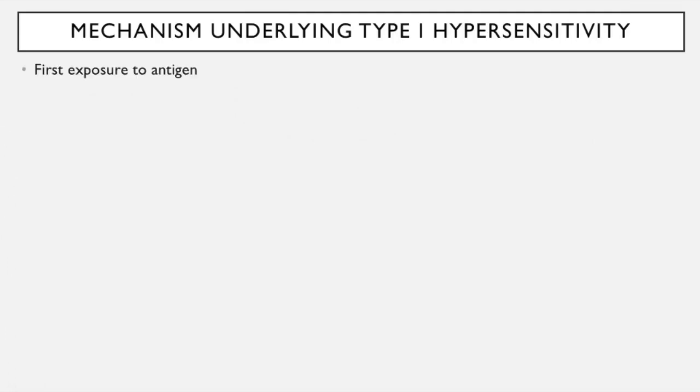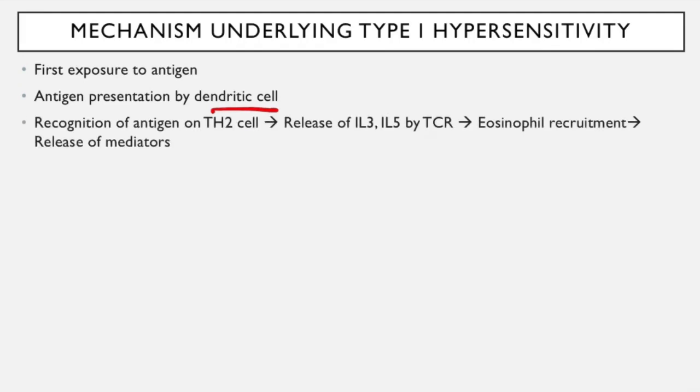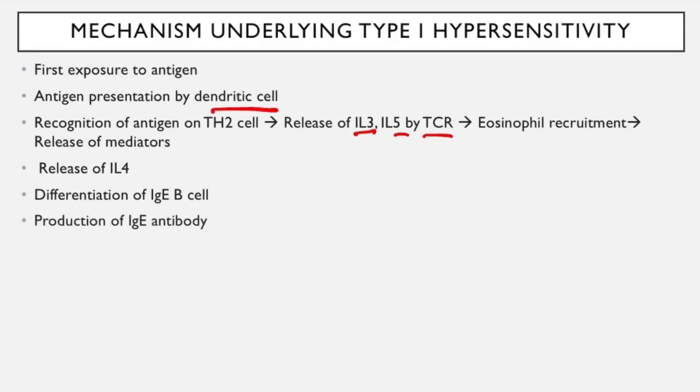Now the mechanism. First, exposure to antigen. This is the first step, which follows antigen presentation by dendritic cells. Recognition of the antigen on Th2 cell by TCR, which releases interleukin 3 and 5, which recruits eosinophils and releases mediators. Release of interleukin 4 then causes differentiation of IgE B cells and production of IgE antibody. IgE antibody binds to IgE Fc receptor on mast cell.